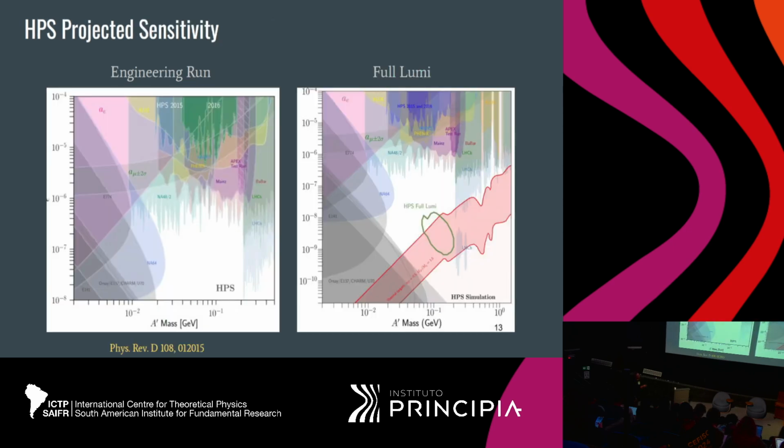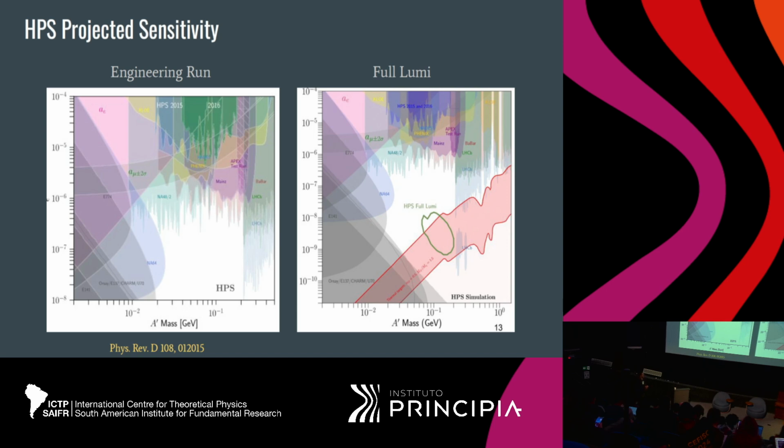This was just an engineering run, so not really complete data taking from the experiment. And they were able to place this limit here, which, being a search for a bump, so a peak in invariant mass, is similar to the shape of the searches which I described before, for example, for the colliders.